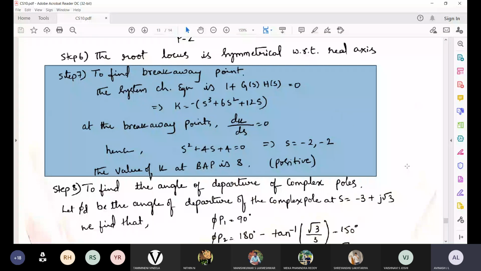Okay. So now after you doing this particular thing, we can go for this particular understanding, that is to find the angle of departure for the complex pole. So this is a very important step. You please all of you take down this one. So how to find out the angle of departure for the complex pole? We'll see now.